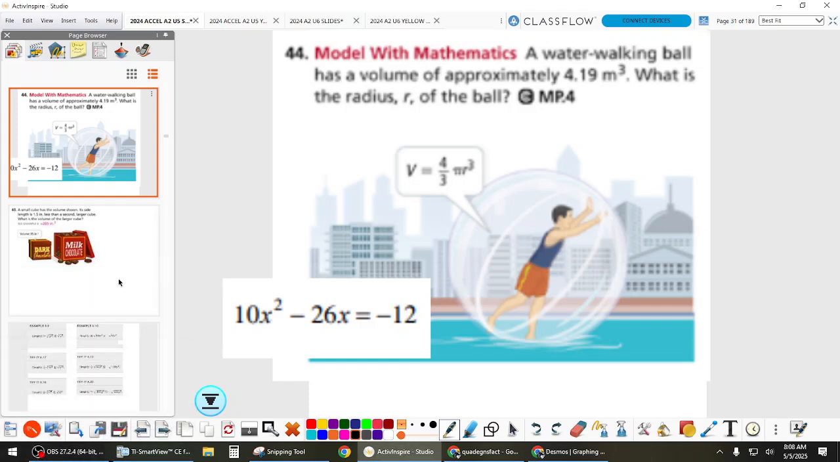Or squared. You guys remember this formula? 4/3 pi r cubed? Cool. Anyway, it says the volume is 4.19 cubic meters. Where does that go?